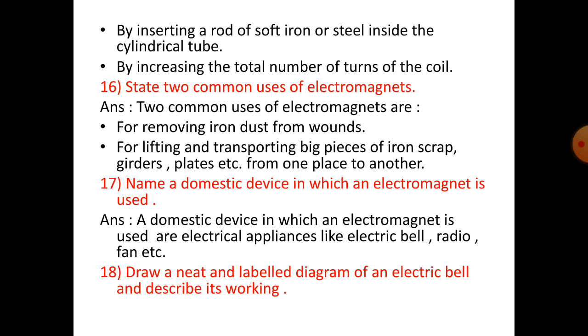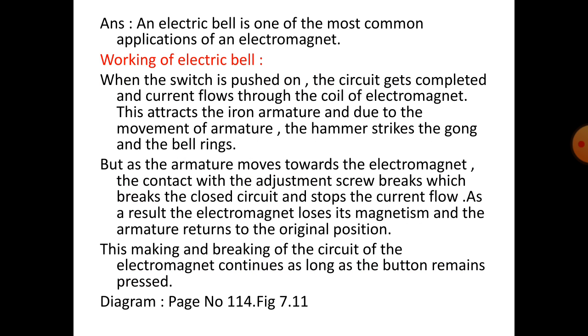17. Name a domestic device in which an electromagnet is used. Domestic devices in which an electromagnet is used are electrical appliances like electric bell, radio, fan, etc. Number 18. Draw a neat and labeled diagram of an electric bell and describe its working. An electric bell is one of the most common applications of an electromagnet.